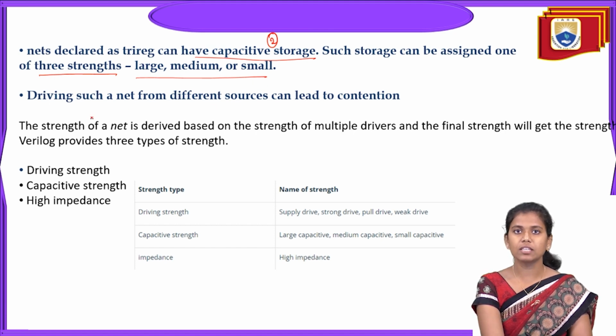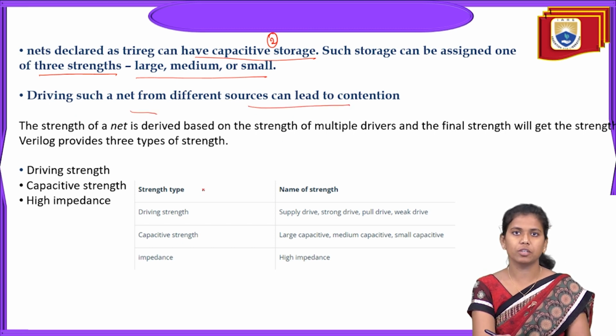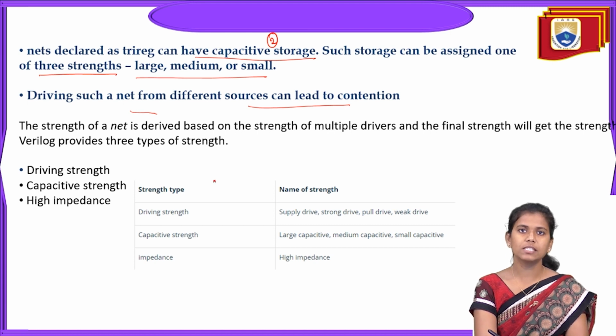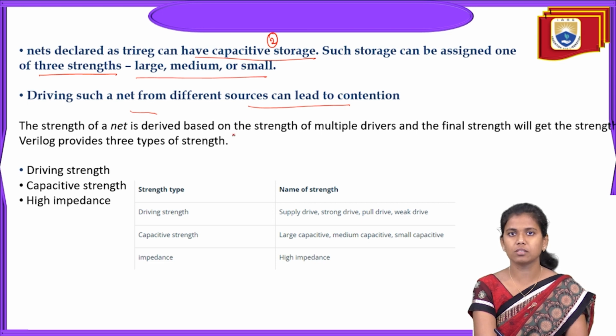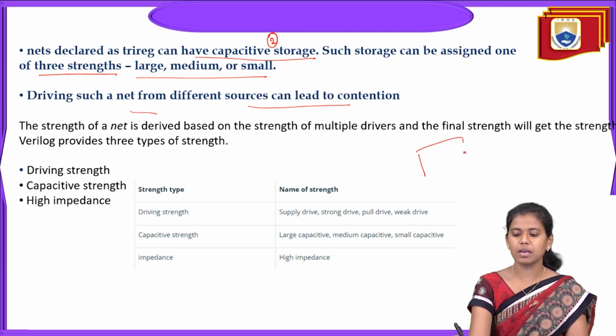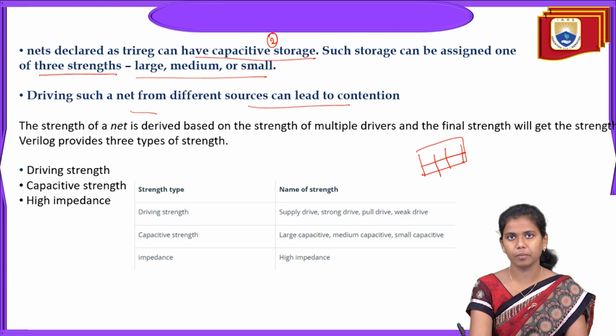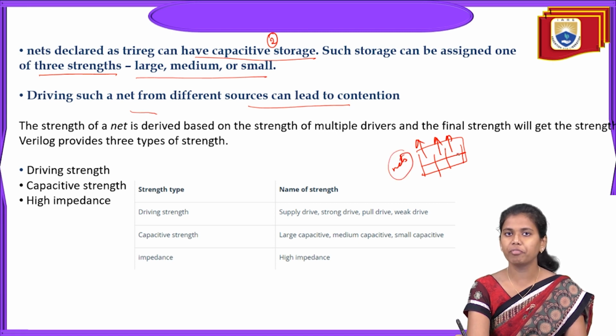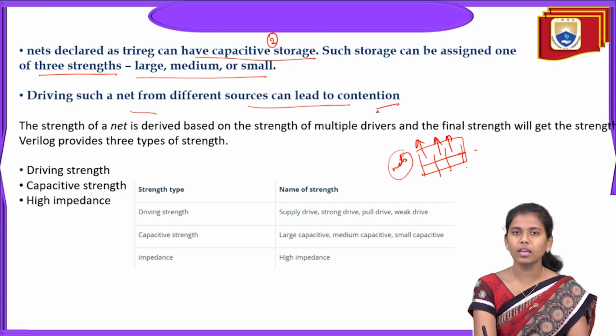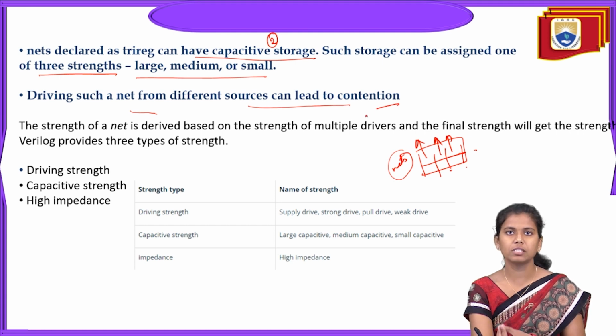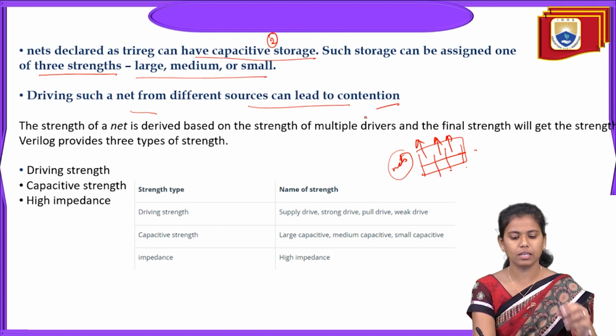And then driving such kind of Trireg nets from different sources can lead to contention. Okay, so here what this sentence is saying is driving such nets from different sources. So as we are considering, for example, any complex circuit, for each and every module we have the nets, right? So each and every net from different modules can lead to the contention of the strength of a signal. Okay, contention of that particular signal.